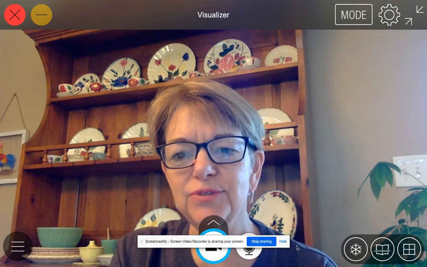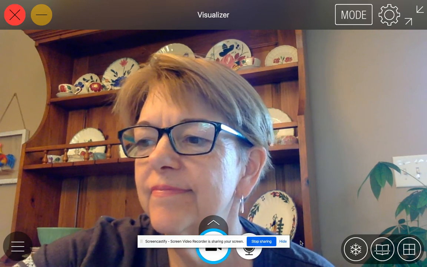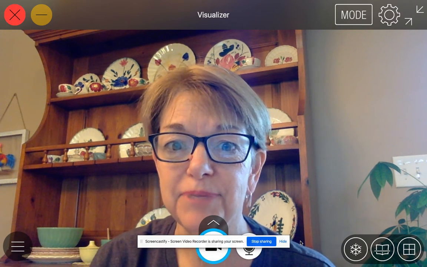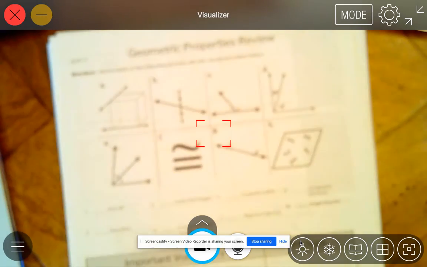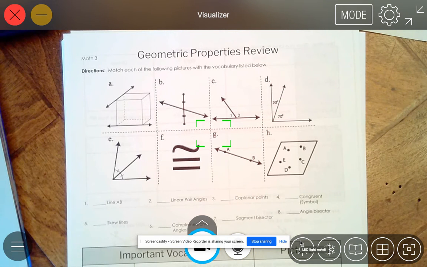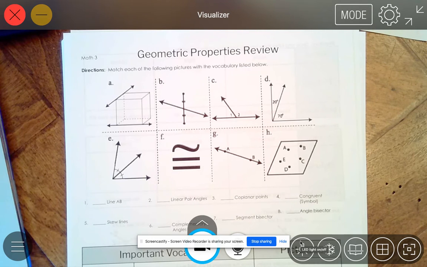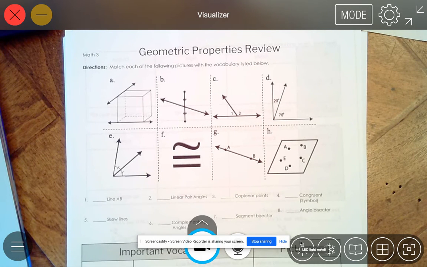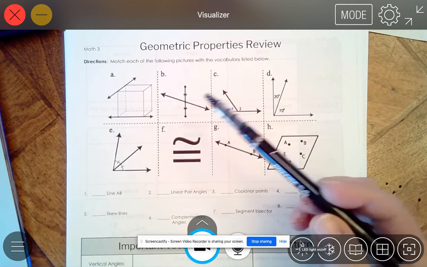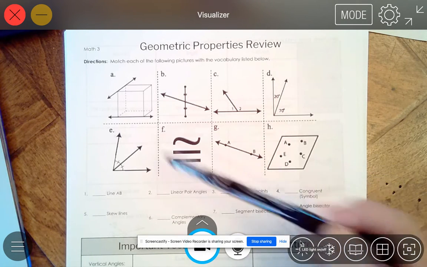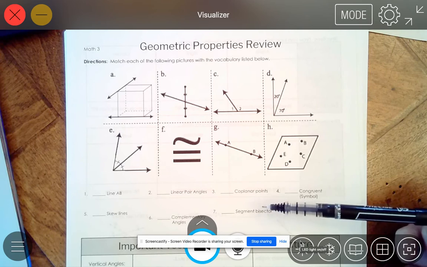We're going to go to, and I also have a pen that's better than yesterday. We're going to go to our geometric properties and we're going to review some of these things. Now, you do have this entire sheet in your documents on the Google Classroom, okay? The first little area up here is just a review. What we're doing is matching the following pictures with the vocabulary.